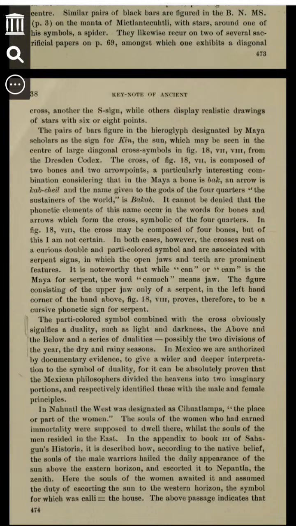It is noteworthy that while Khan, I know it says Can, but it's pronounced Khan. It can be spelled with a C or a K, right? It's usually spelled with a K. It is noteworthy while Khan or Kam is the Maya for serpent, the word Kamach means jaw. The figure consisting of the upper jaw only of a serpent in the left-hand corner of the band above proves therefore to be a cursive phonetic sign for serpent, right?